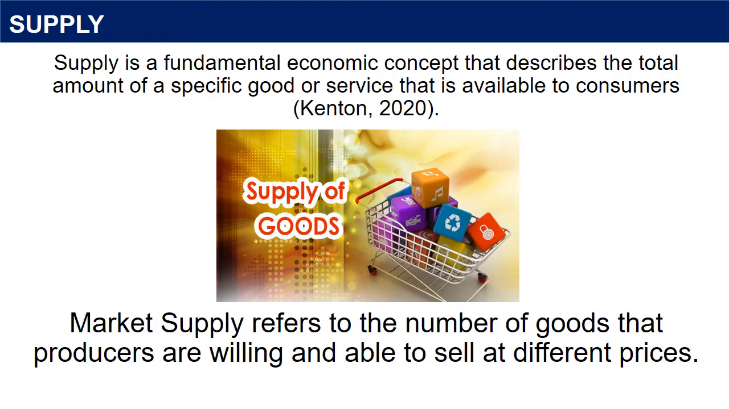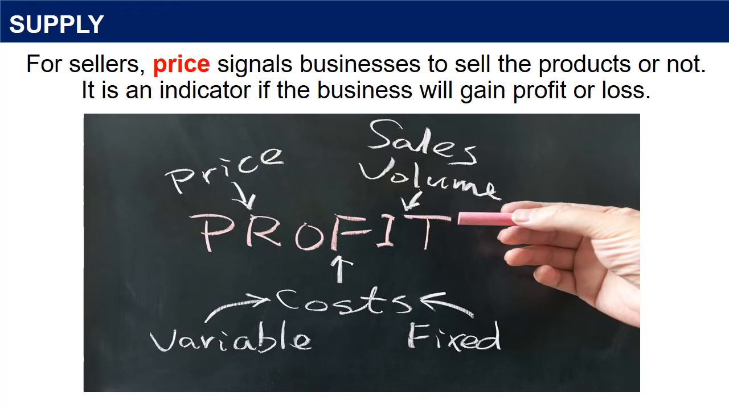Supply is a fundamental economic concept that describes the total amount of a specific good or service that is available to consumers. Supply refers to the number of goods that producers are willing and able to sell at different prices. It is also referred to the relationship between the price of a good or service and the quantity or number of units all sellers in a market would choose to sell during a given period. Just like demand, the price has a great effect on the number of goods and services which producers are willing to produce. For sellers, price signals businesses to sell the products or not. It is an indicator if the business will gain profit or loss.